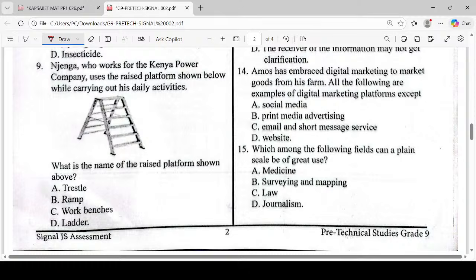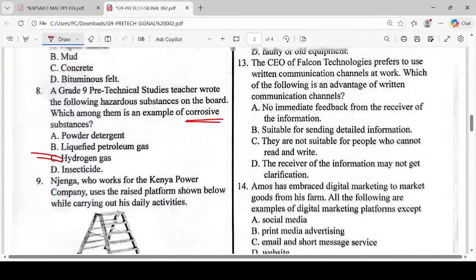Jenga, who works for Kenya Power Company, uses the raised platform shown below while carrying out his daily activities. What is the name of the raised platform shown above? A, a trestle, B, a ramp, C, workbenches, D, a ladder. So when you look at this, this is what is called a ladder, something that can be used to climb over some height, a ladder.